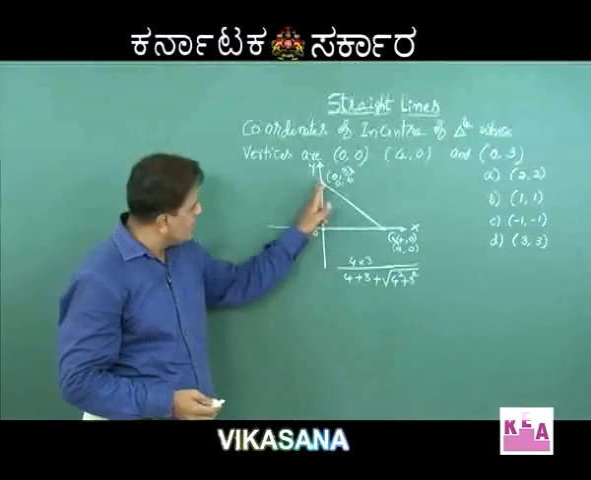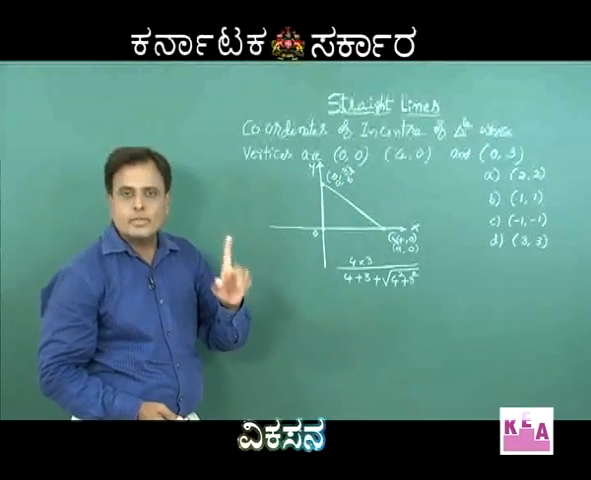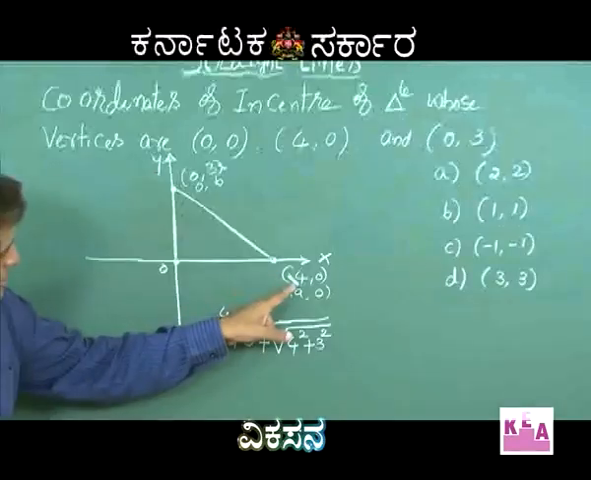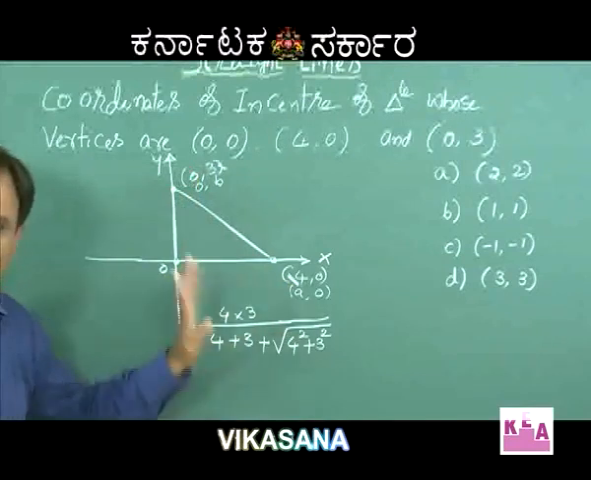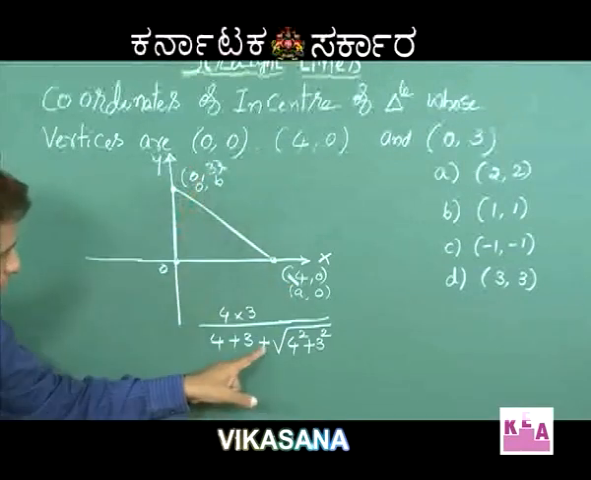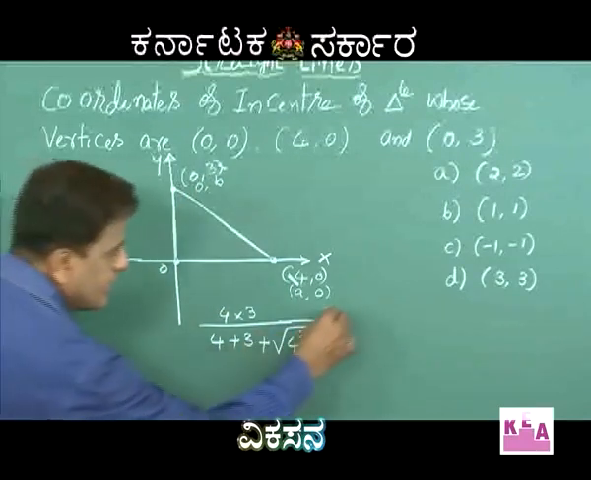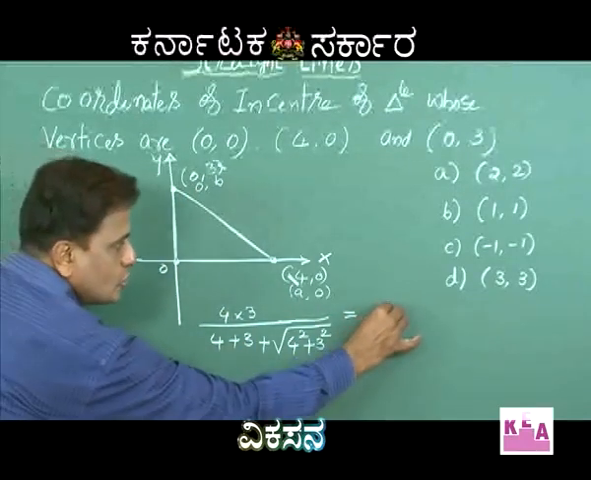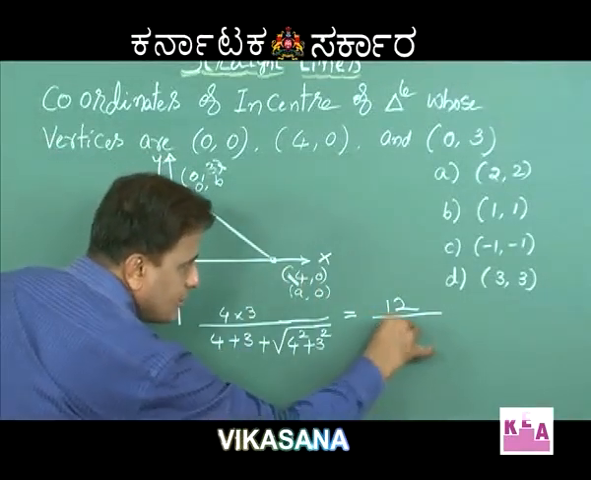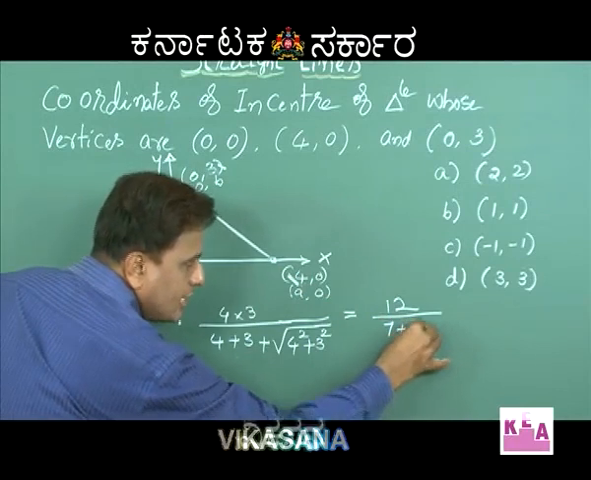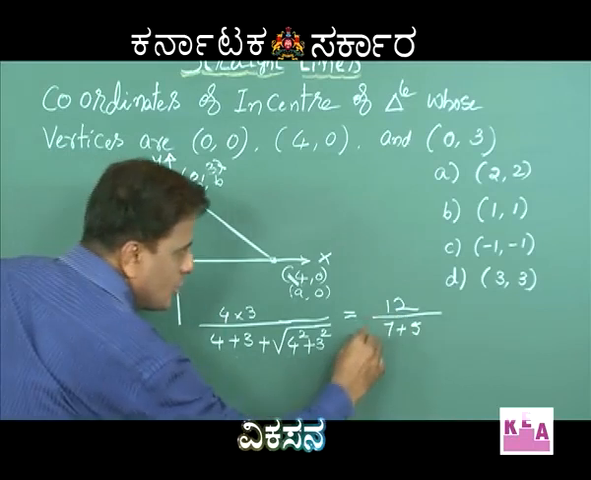As we know, the coordinates of the incenter, both x and y coordinates, are equal. That's the simple technique: always take the product of a and b, divided by the sum of a and b plus the square root of the sum of squares of a and b, and calculate it now. Here 4 threes are 12, upon 4 plus 3 is 7, and this is 5, and 7 plus 5 is 12. The 12 gets cancelled, and it is equal to 1.